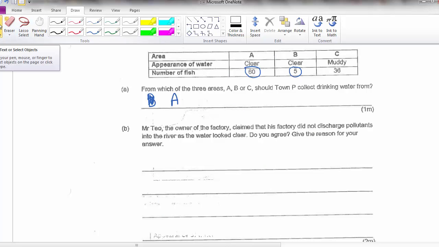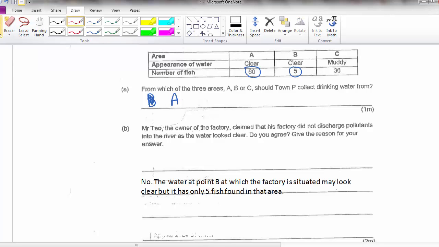So your answer should look something like this. Okay, so the water at point B in which the factory is situated may look clear, but it only has 5 fish found in that area. So that's the reason why we think that Mr. Teo is actually discharging pollutants.